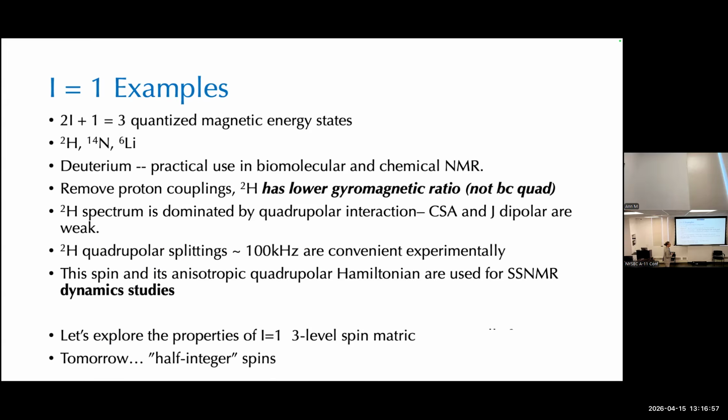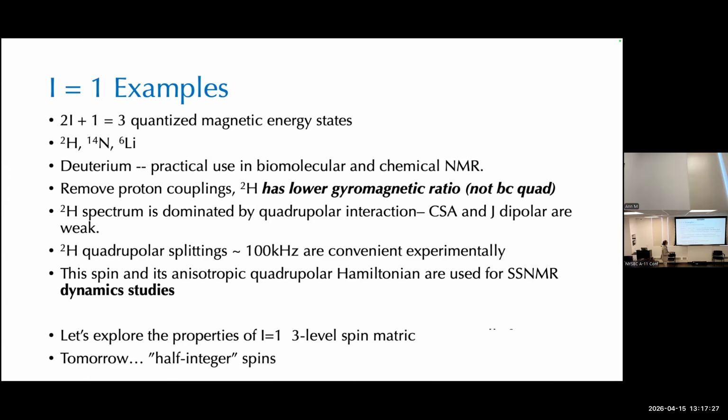Why are we introducing deuterons? They're trying to get rid of proton couplings. This has to do with the fact that deuterium has a lower gyromagnetic ratio. It's not really because it's fluid. The deuterium spectrum is dominated by a single interaction. CSA and J are pretty small compared to the quadrupole. That makes it an attractive choice for doing dynamic studies, which is where I'm going to take this conversation by the time that I end it.